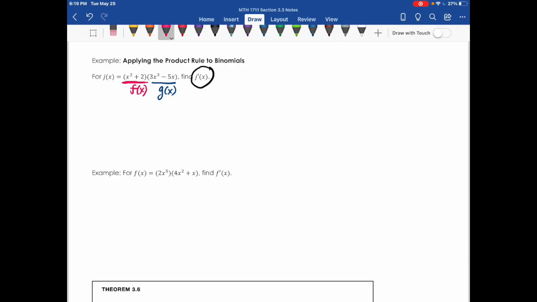If we use the product rule, because I have a function j of x that is made up of two functions being multiplied together, that means I'm going to take the first function and find the derivative, and then multiply it by the second function, and then I'm going to add that to the derivative of the second function times the first function. And then off to the side, we can do a little scratch work.